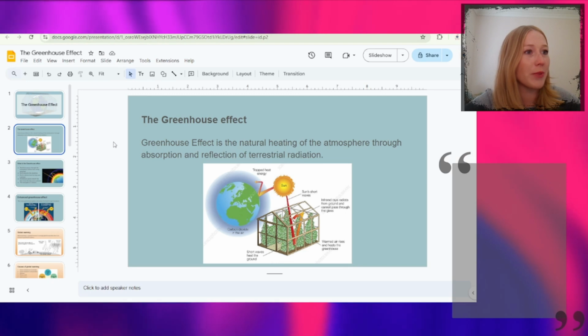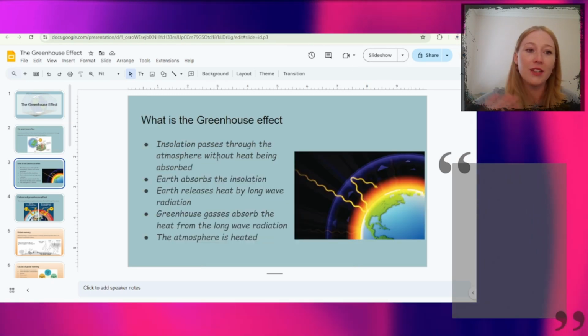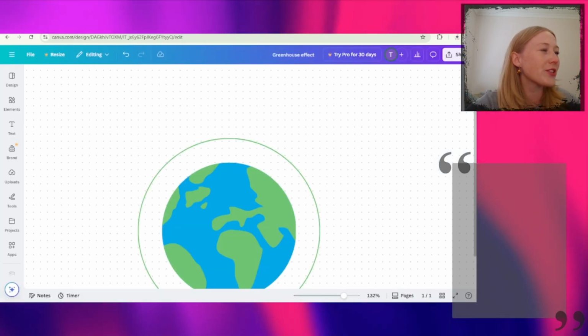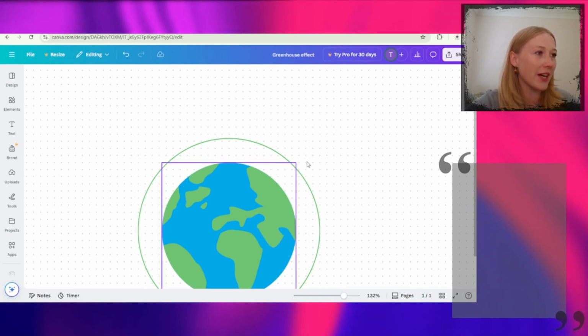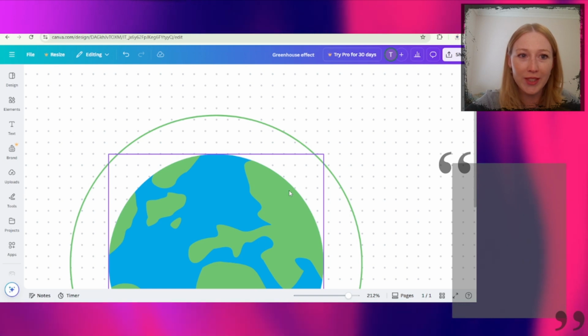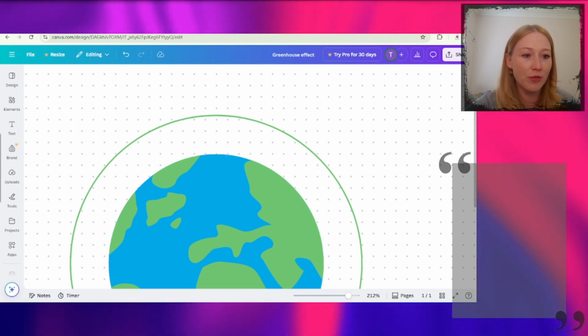This is an important basic to know because we are going to take a look at the bigger picture of the greenhouse effect. And I want to see if I can do it with a diagram over here. I don't know how well it's going to work, but we're going to give it a try. I haven't tried a diagram on Canva before.